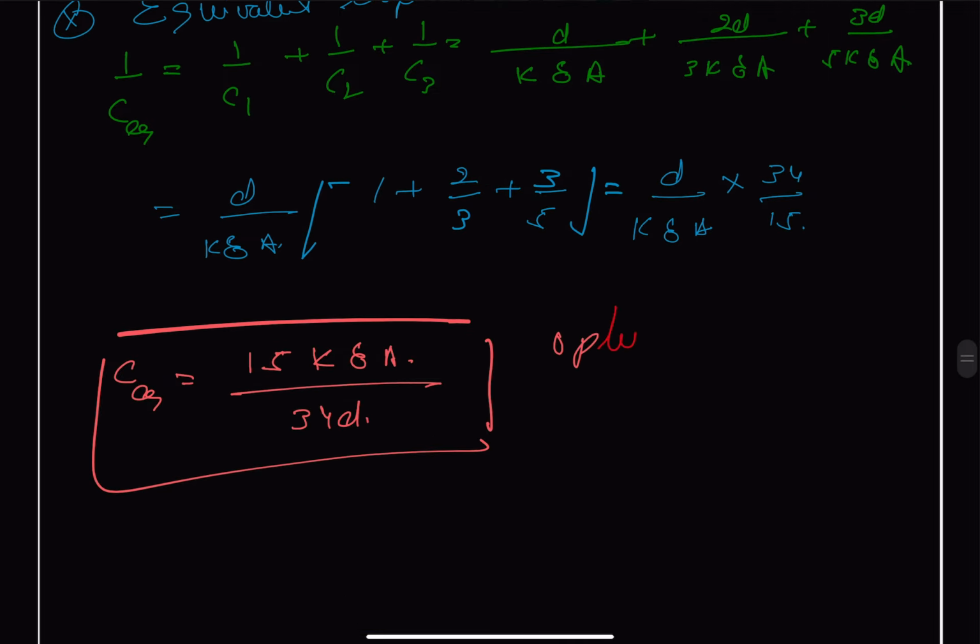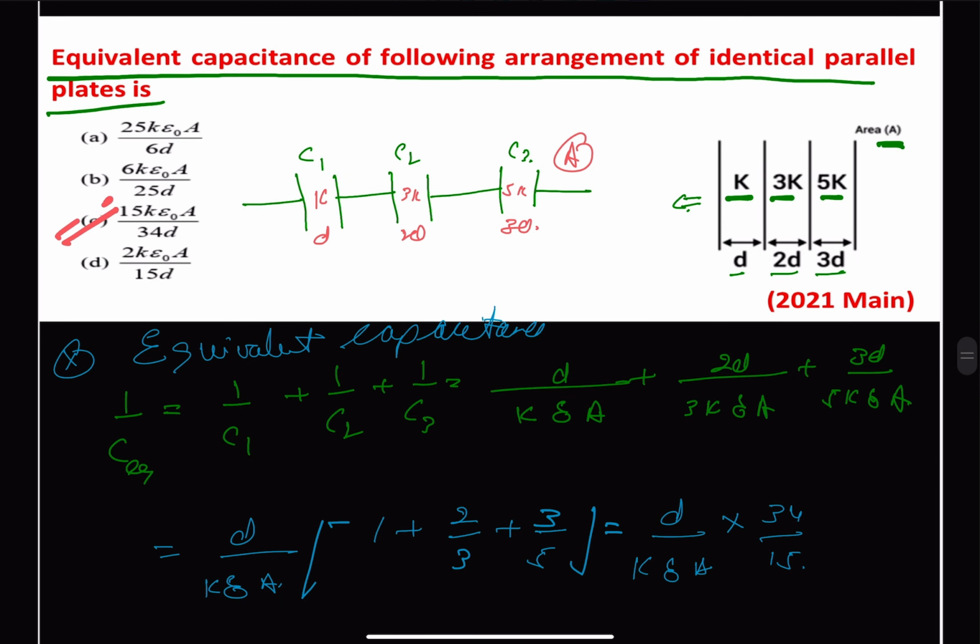Option C is correct. This question is typically the insertion of a conductor inside the plates. If we have two plates and we insert a conductor inside these plates, it is given in the same way, but the question is represented from a different point of view. Okay. Next question.